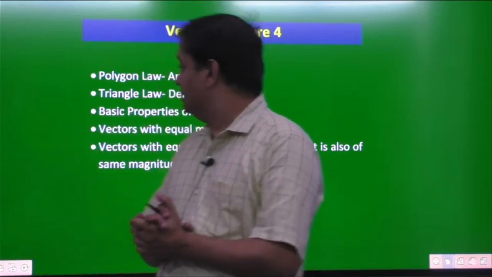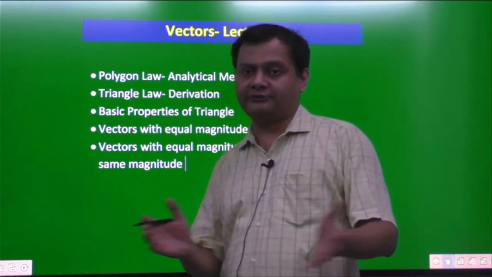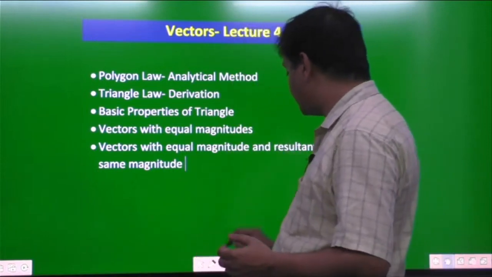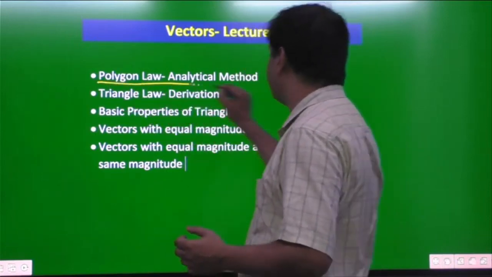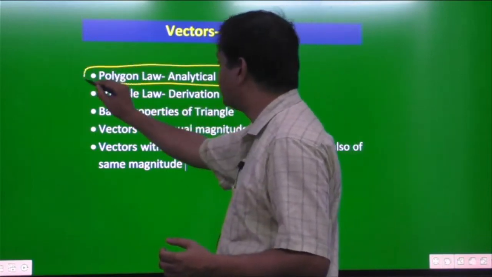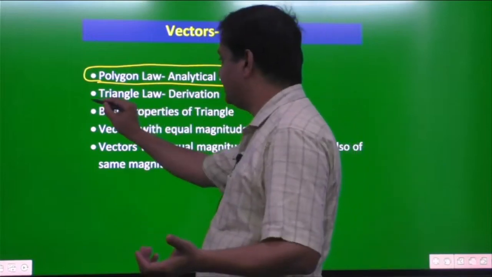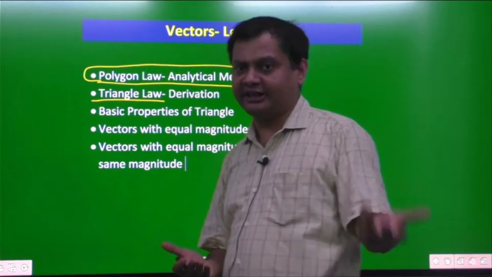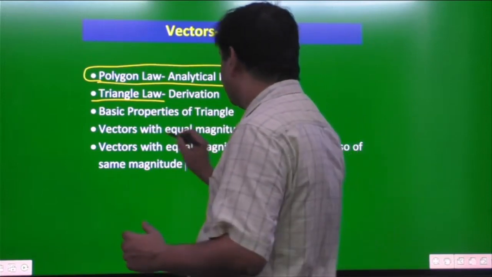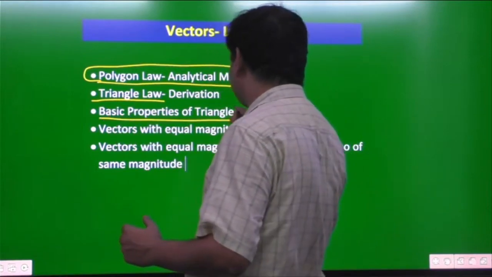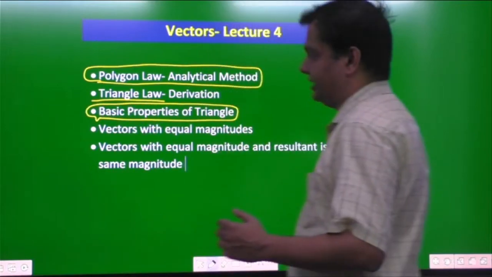Okay. Now, let us see the roadmap, how we are going to explore the present lecture. First of all, we will see the Polygon law analytical method, how we calculate the resultant vector in Polygon law. Then we will see a special case of Polygon law, that is the triangle law. We all know triangle is a polygon with three sides. So triangle is nothing but a special case of polygon. Then we will see some of the basic properties of triangle, which will be useful in solving vector problems geometrically.